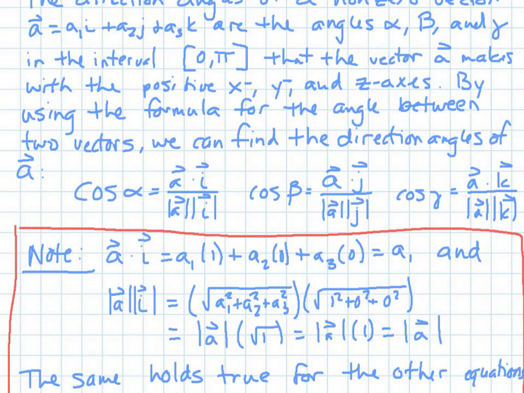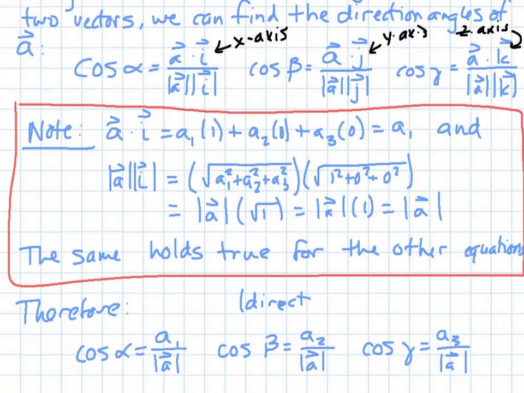So cosine of alpha is the dot product of vector A and vector i, which represents your x-axis vector, and then j represents your y-axis, and k represents your z-axis vector, all taken with vector A. Then you take the magnitude of vector A and vector i and multiply them together, just like you would for that formula.